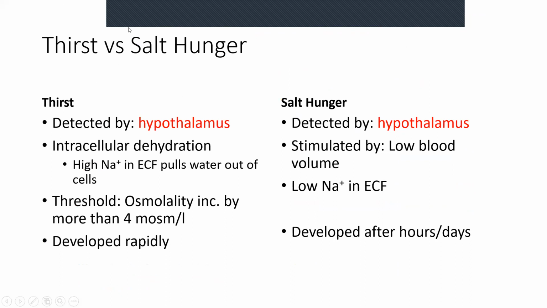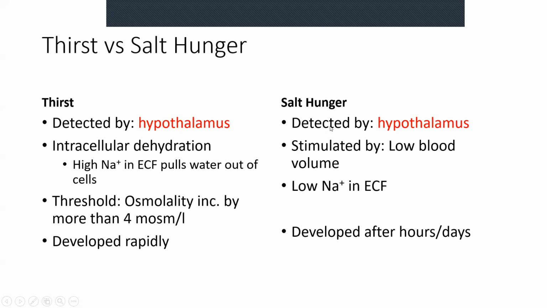And so these are the two ways in which our intake of water is controlled. You have thirst and you have salt hunger. Now both of them are detected by the hypothalamus. But thirst is triggered by intracellular dehydration. Kind of a confusing word, but basically you have high sodium in the ECF around the osmoreceptors and around the nerves. And so this is going to pull water out of the cells, which causes the intracellular fluid to become more dehydrated. Now the threshold for this is if the osmolarity increases by more than 4 milliosmolar.